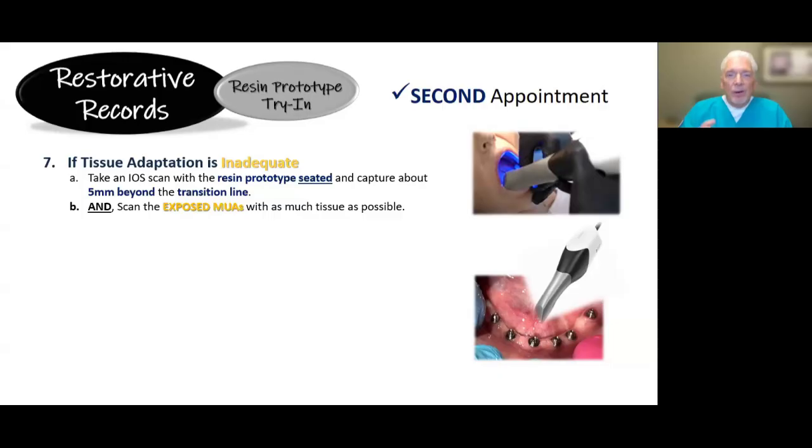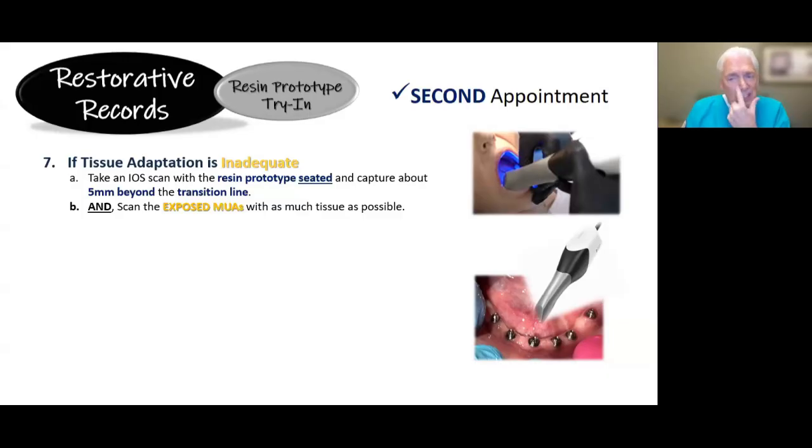To address that, with the resin prototype seated, you're going to scan again 5 millimeters beyond the transition line and then remove it. You don't need to scan the intaglio of that provisional because we already have an STL file of it from when we made that provisional. Unless you're working with a different lab for the final, then you're going to need to do a 360 scan of that provisional. So that's something to keep in mind if you're changing the lab from what was done at the time of surgery to the final.